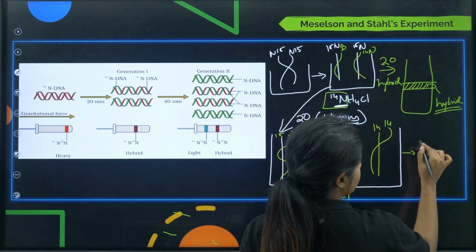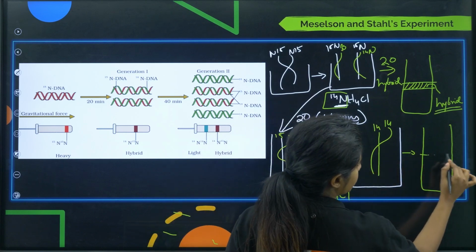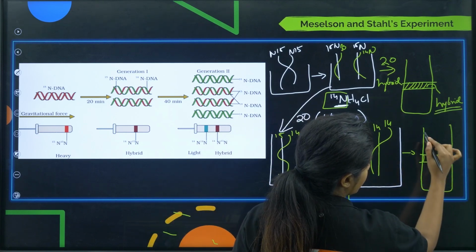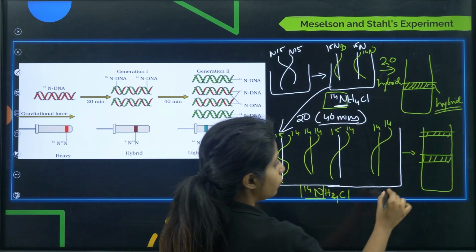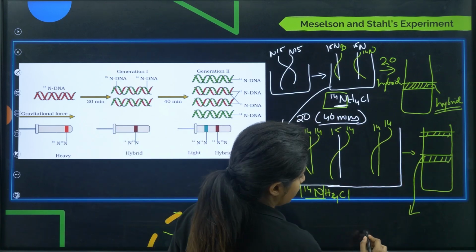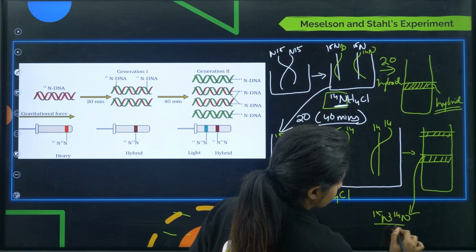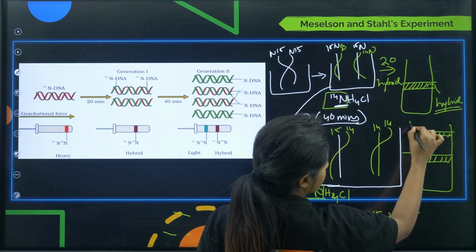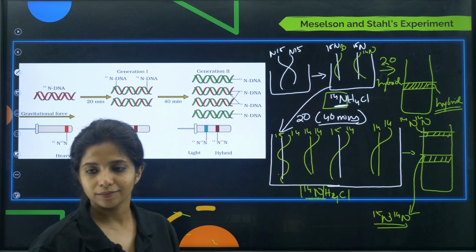Now this time when I did centrifugation, I found that 2 of them were in the middle zone and 2 of them in the higher zone, the light zone. So over here, I found that it was 15N, 14N, whereas over here I had 14N, 14N on the light band.